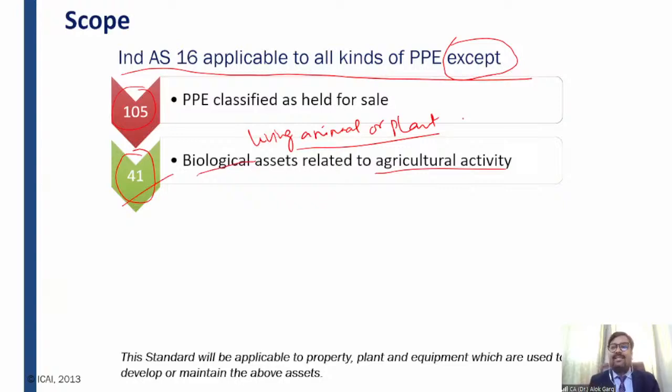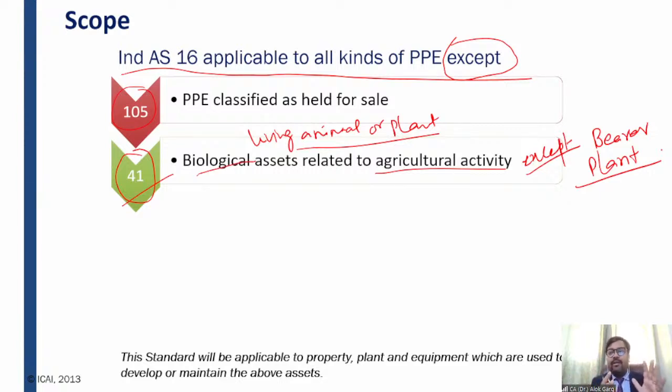But there is an exception. And what is the exception? Except bearer plants. So this is a new concept under Ind AS. Bearer plant. What is meant by bearer plant? Bearer plants are those plants which produce agricultural produce. For example, a mango tree. A mango tree is a bearer plant which produces agricultural produce. What is the agricultural produce for a mango tree? Mangoes. So a mango tree is a bearer plant which produces mangoes for more than 1 year, for more than one period, right?